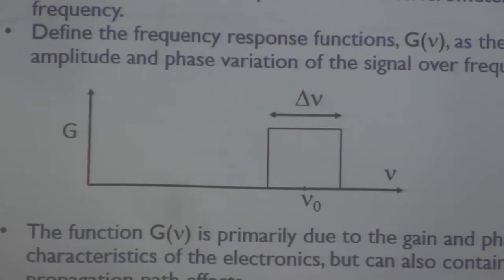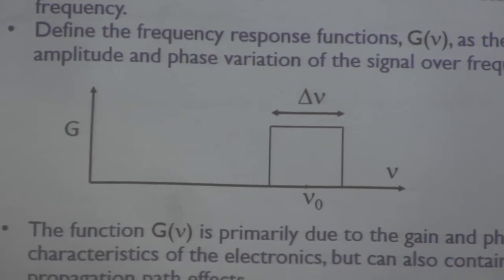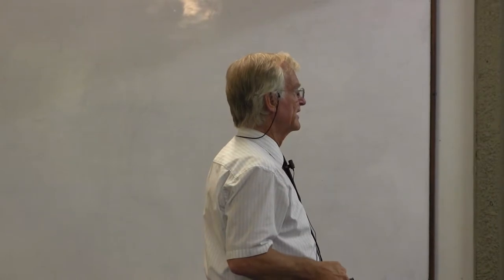The rest is gone. But that amplification is the amplification with a factor G of nu, gain of nu, which is not a regular 17 or 23, but it is a complex number. It has a phase too. It affects the phase, and it most likely affects the phase not completely uniformly across the passband. But it has a structure with frequency. So in principle, this G of nu is a complex machine.